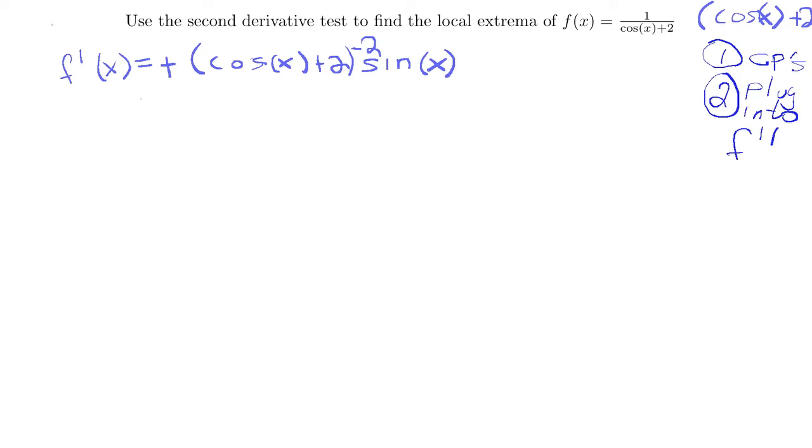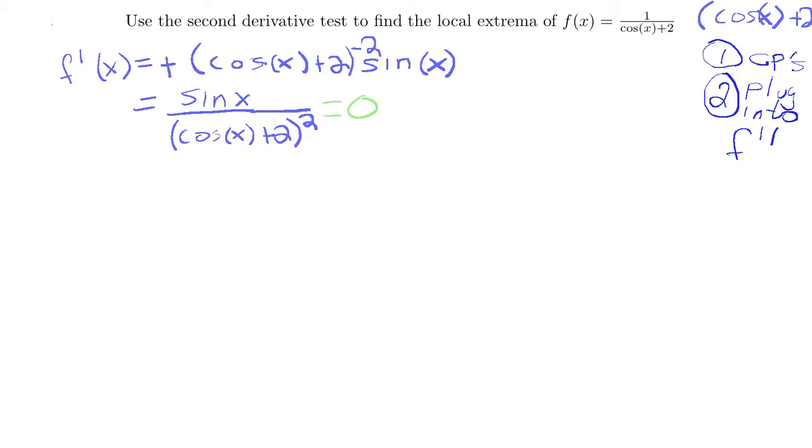Okay, so if we simplify this a little bit, we're going to get sine of x over cosine of x plus 2 squared. Okay, and then we need to find the critical points. So the critical points are all the points where the derivative does not exist, in other words, in this case, where the denominator equals 0, and where the derivative is equal to 0, so when the numerator is equal to 0.